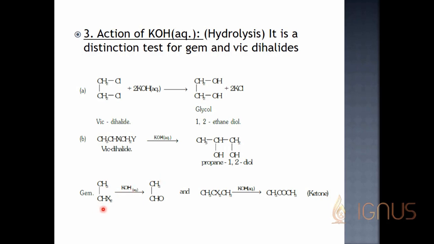Here you might be knowing there is a formation of OH groups. Here 2 X atoms are replaced by 2 OH groups. We know that 2 OH groups on one carbon atom is not stable. Hence it will undergo elimination of water to give aldehyde. In both the cases, there is an elimination of water to give aldehyde.